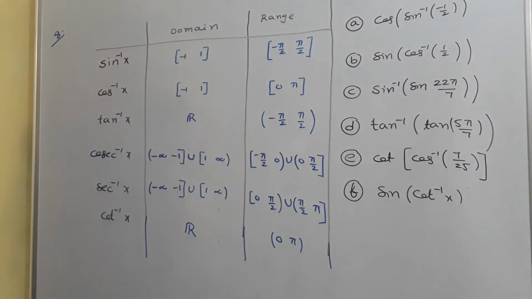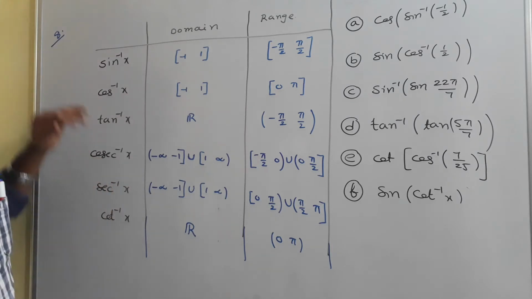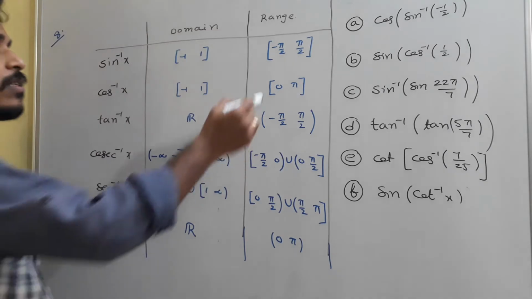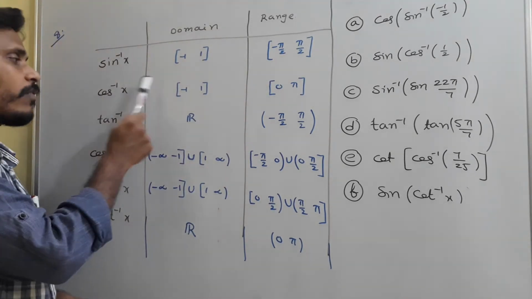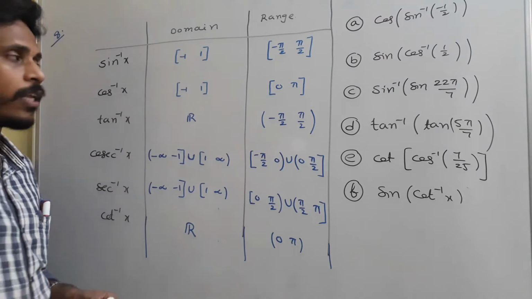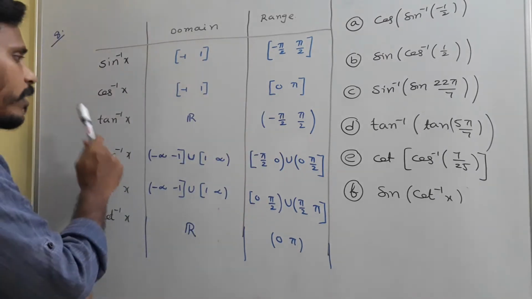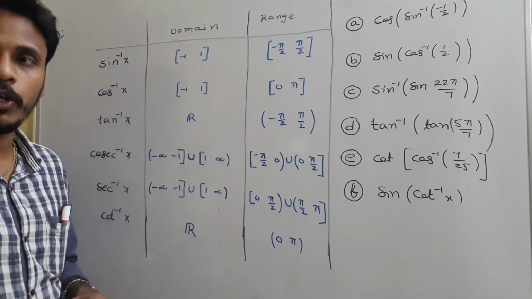Once you just recall the domain and ranges of inverse trigonometric functions. For sine inverse x, the domain is the closed interval -1 to 1 and the range is the closed interval -π/2 to π/2. For cos inverse x, the domain is the closed interval -1 to 1 whereas the range is the closed interval 0 to π. And for tan inverse x, the domain is all the real numbers whereas the range is -π/2 to π/2, open interval.